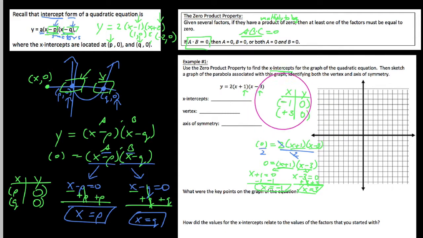I will say this: if it's intercept form, I would encourage you to just recognize them from these two factors. But that is how we arrive at it from the zero product property. Of course, this makes sense. So now the x-intercepts, let's go ahead and put them here.